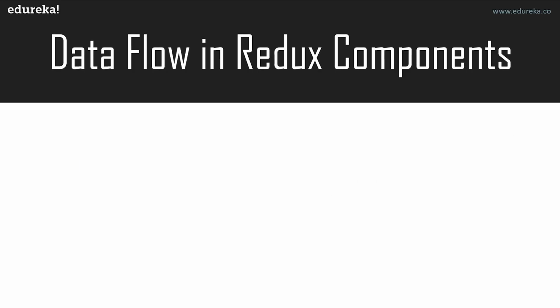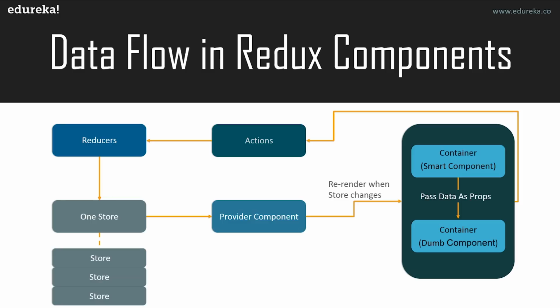Now we will see how the data flows in Redux components. You can see the actions and the reducers which are working on the store. From the store, the data is given to the particular component. Components are re-rendered when the store changes. And these are some of the containers, smart containers or dumb containers, to which new data is passed.